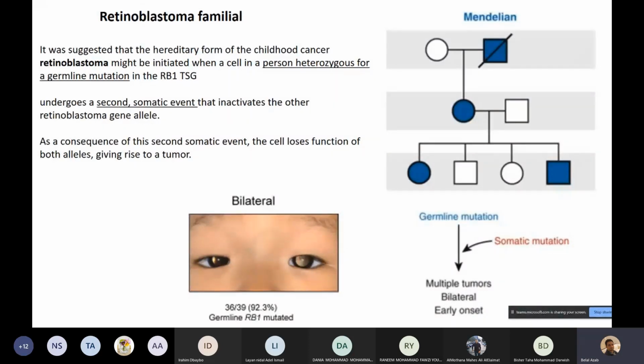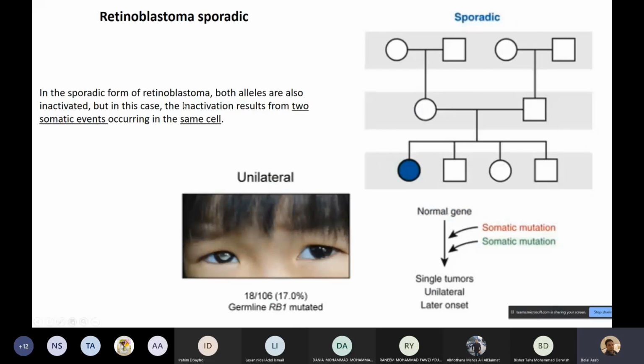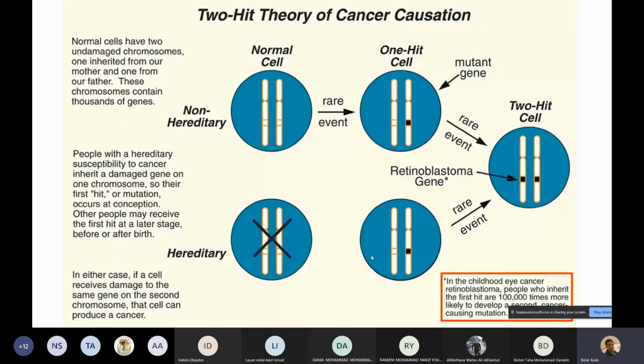If we look at the disease on the somatic level, non-inherited or sporadic retinoblastoma, again both alleles need to be inactivated, damaged, or hit, call it whatever you want. But in this case, both lesions are acquired by chance rather than being inherited from the parents. Typically, the tumor is unilateral, not bilateral, and the age of onset is later than in hereditary retinoblastoma. This figure again shows the two-hit theory. Someone who inherits a mutation in one allele of the retinoblastoma gene has a 100,000 times higher likelihood of developing a second hit in the second allele of the RB1 gene.